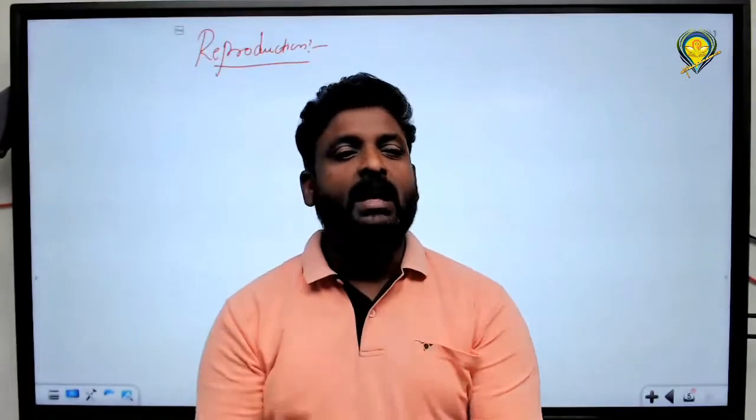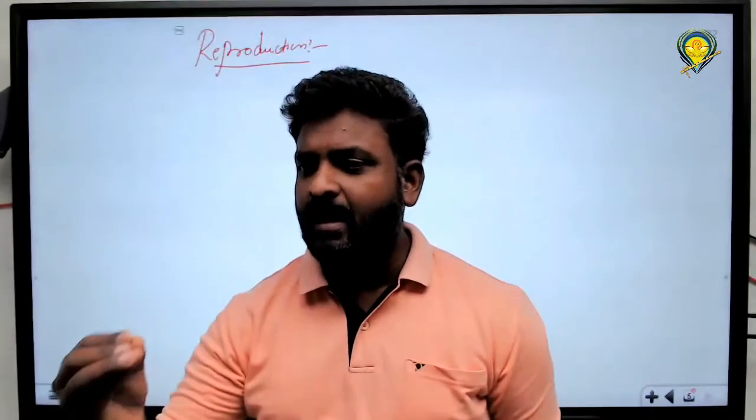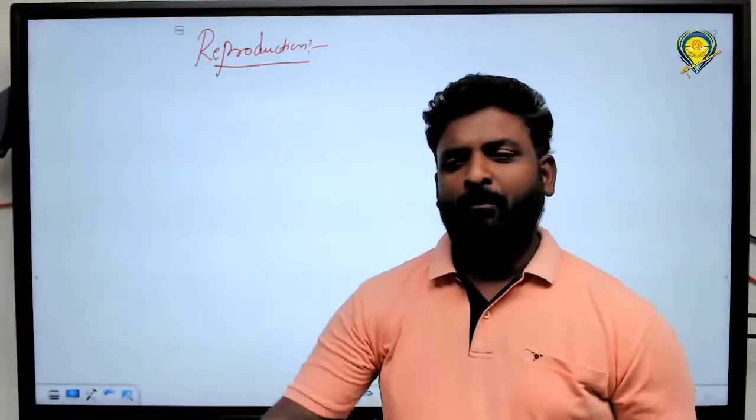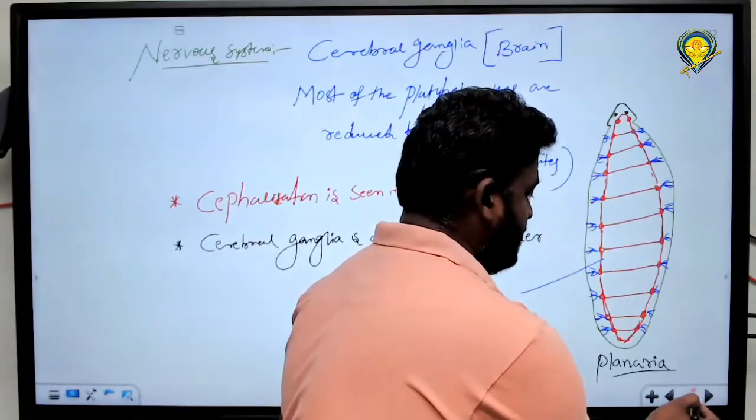Very good. As most of them are parasitic forms, what about fertilization, internal or external? Internal fertilization is seen in these animals. And next, as they are a lower level of organization, development is indirect, which includes larval stages. Examples: first, Fasciola hepatica, commonly the liver fluke. Next, Dugesia, which is planaria.